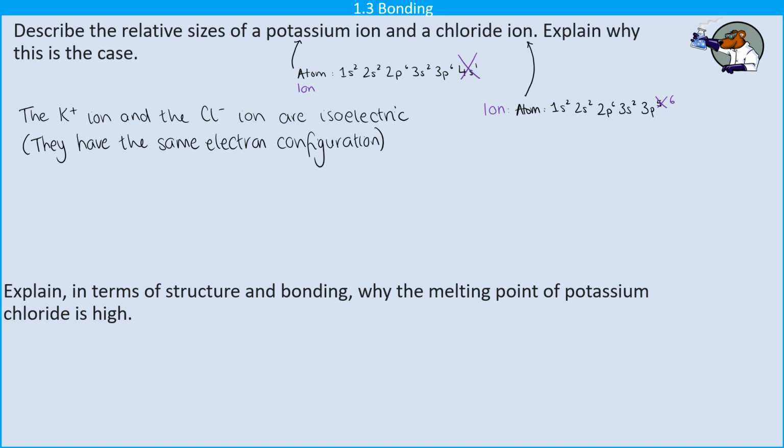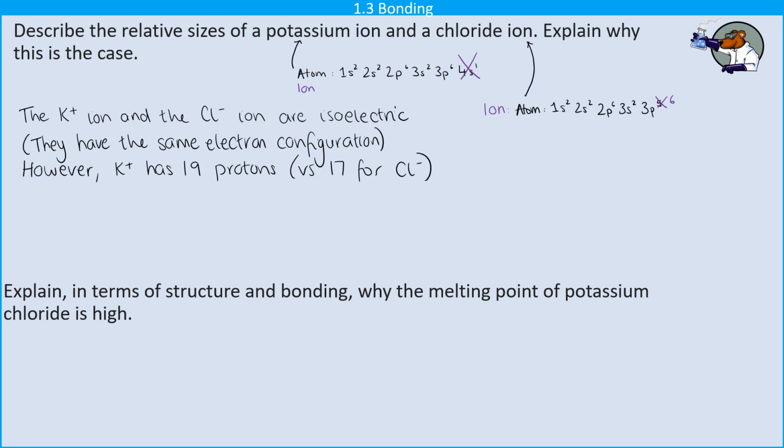And that's important if we're going to think about which is going to be the bigger of the two ions. So although they've got the same electrons, they haven't got the same protons because they're different elements, and different elements are defined by the number of protons that they have. So potassium, of course, has an atomic number of 19, which means it has 19 protons, whereas chlorine has an atomic number of 17 and has 17 protons.